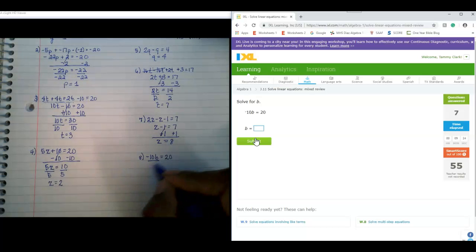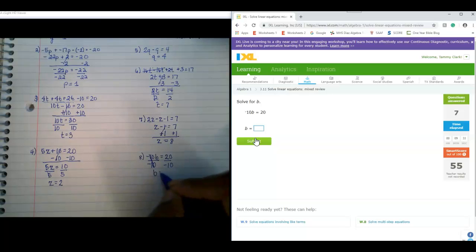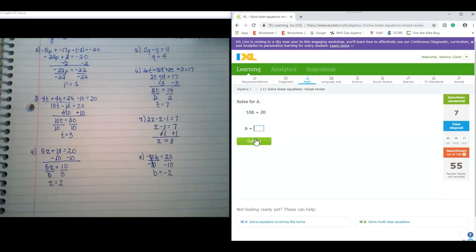Let's test it. So I'm going to divide by negative 10 on both sides of the equation. Negative 10 divided by negative 10 leaves me positive 1b. 20 divided by negative 10 leaves me negative 2.